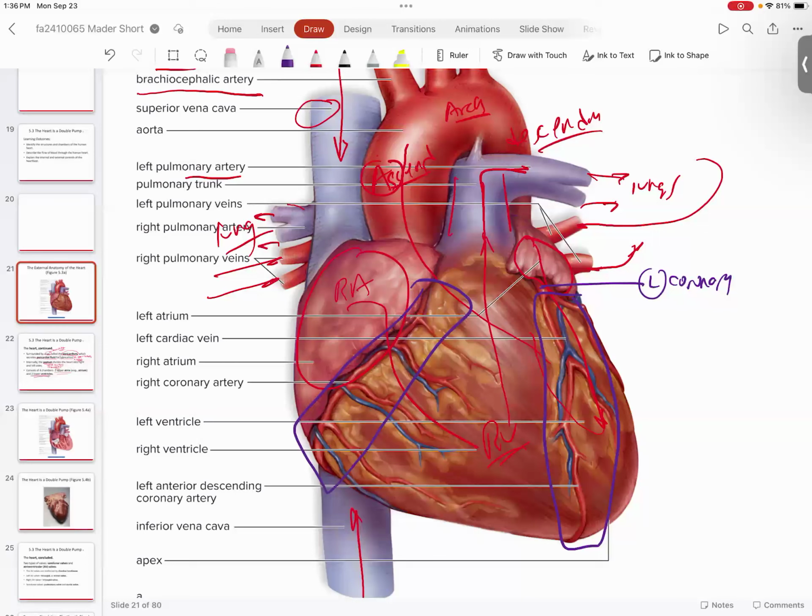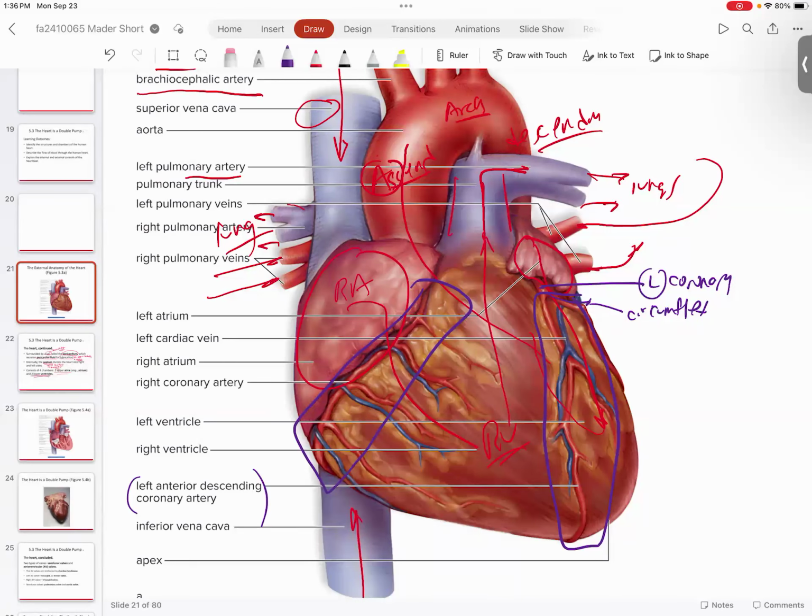And it branches into one that kind of skirts around underneath called the circumflex. And then it'll branch down here to basically what's called the anterior interventricular or the descending artery. And so this one is basically feeding your left ventricles. And of course, you'll have a vein that basically takes the blood away from it in the same area. This is called the left cardiac vein.